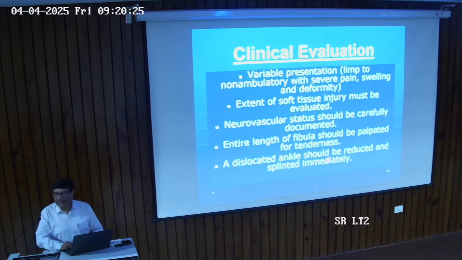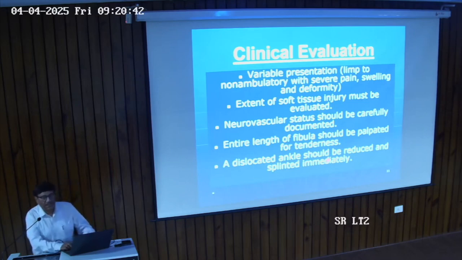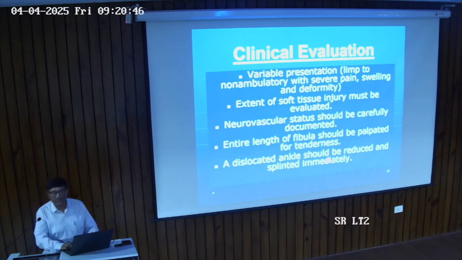So once a patient comes, how do we clinically evaluate? The patient may have variable presentation, may have only a minor limp, for example, he may have a sprain of the lateral ligament of the ankle joint, which can be treated conservatively, or a patient may present to you with a lot of swelling and deformity at the ankle joint, and you suspect a major ankle injury.